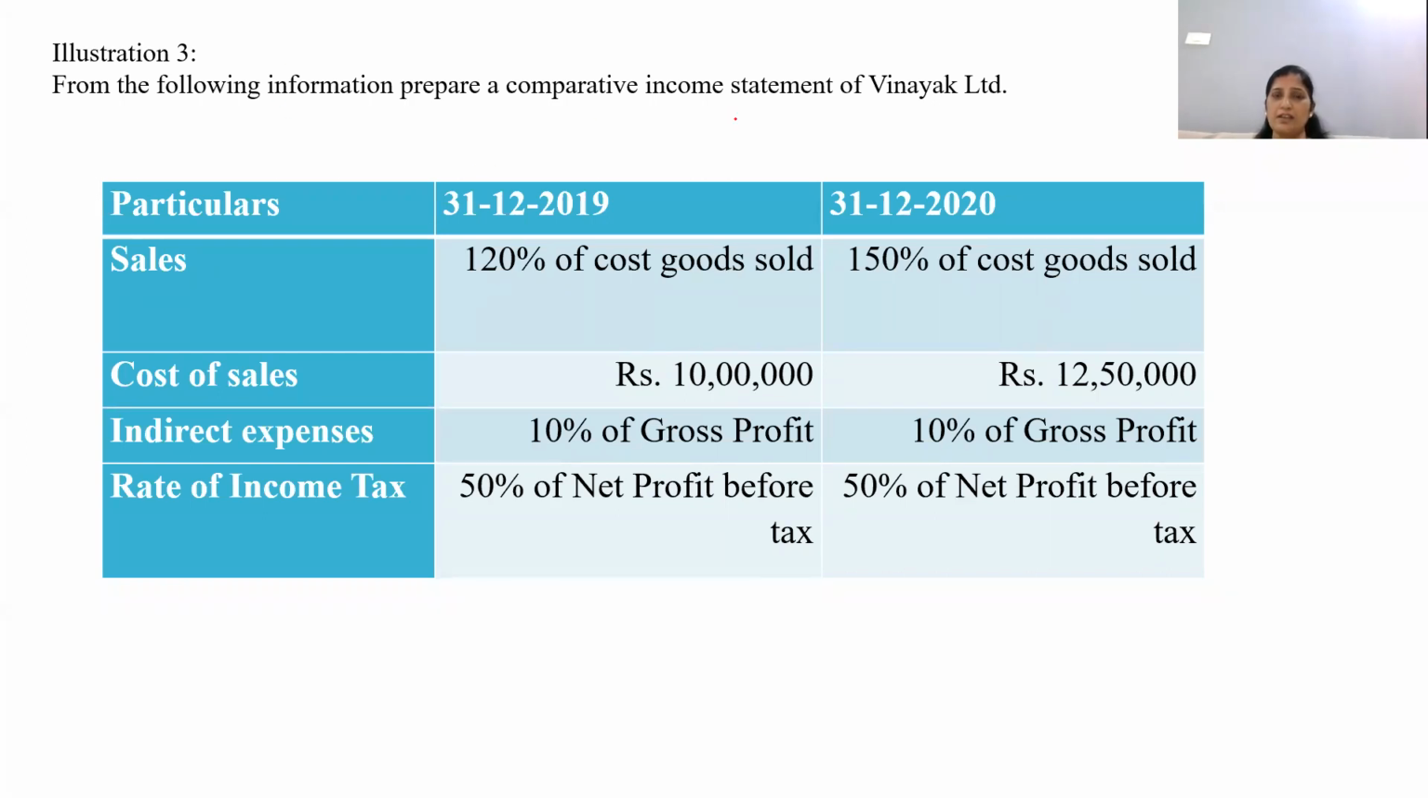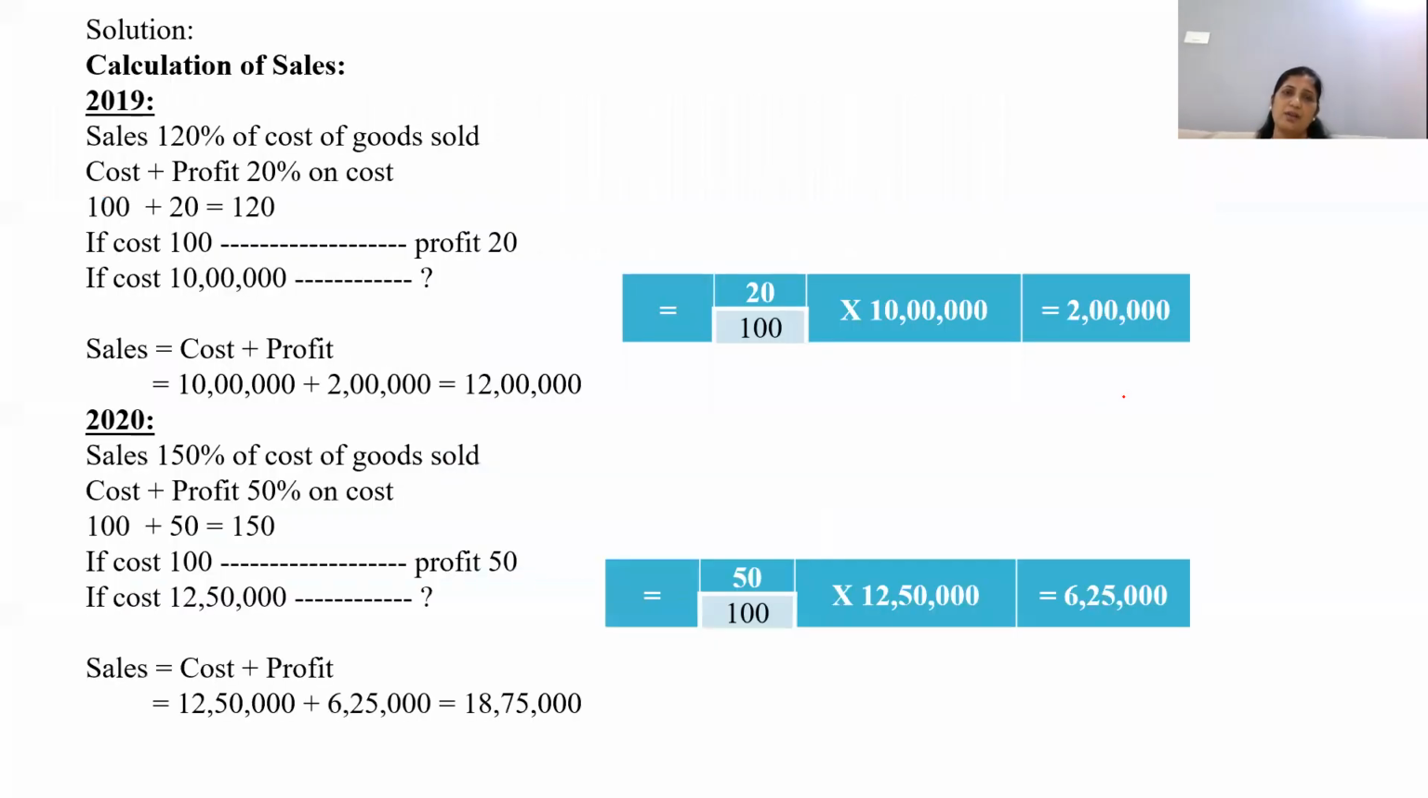This is the income statement that is given. Sales value is not given. Cost of sales is given. You have to find the sales value. What is sales value? 120% of cost of goods sold, and here it is 150% of cost of goods sold. That means 120% of 10 lakhs. Here it is 150% of 12 lakhs 50,000. I have just given the calculation over here.